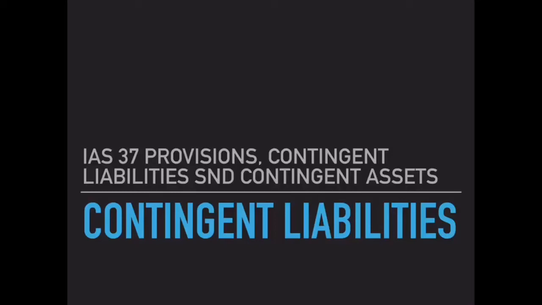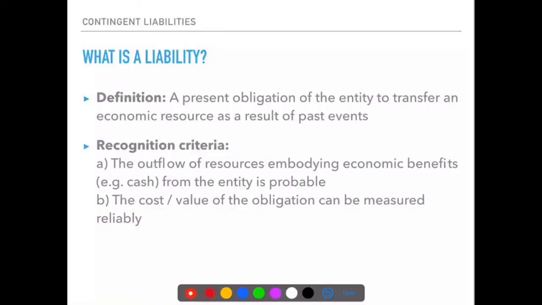Today we are going to talk about the concept of contingent liabilities. IAS 37 helps users to assess whether or not to disclose events such as pending lawsuits in a financial statement. In order to understand what contingent liabilities are and how they differ from a liability, it's important to understand what a liability is. A liability is recognized when both the definition and the recognition criteria are satisfied.